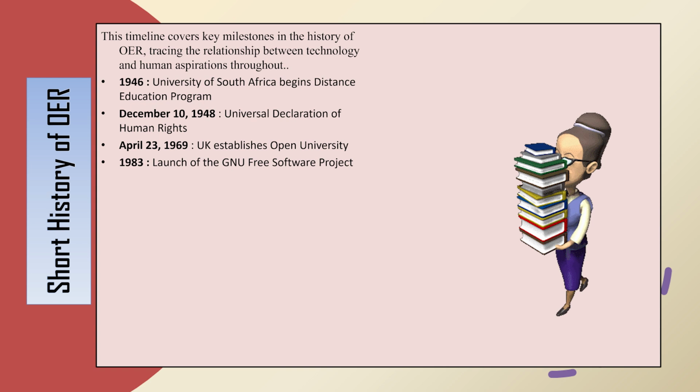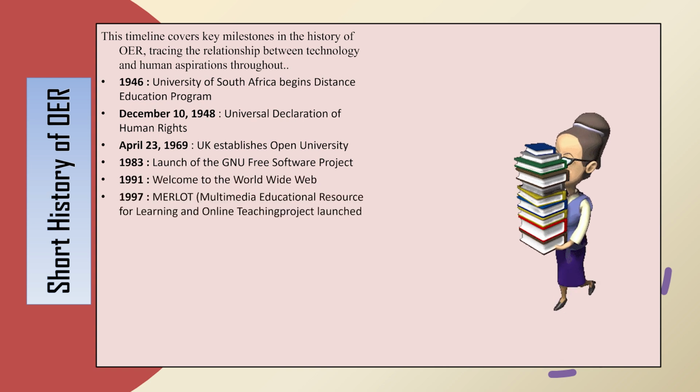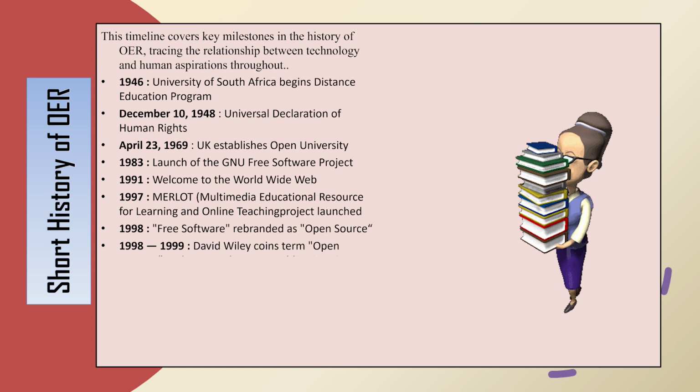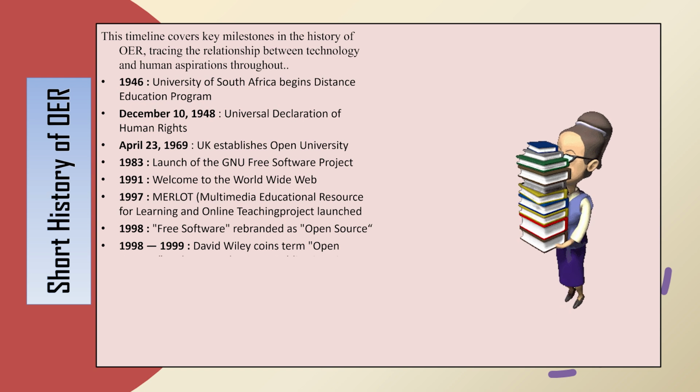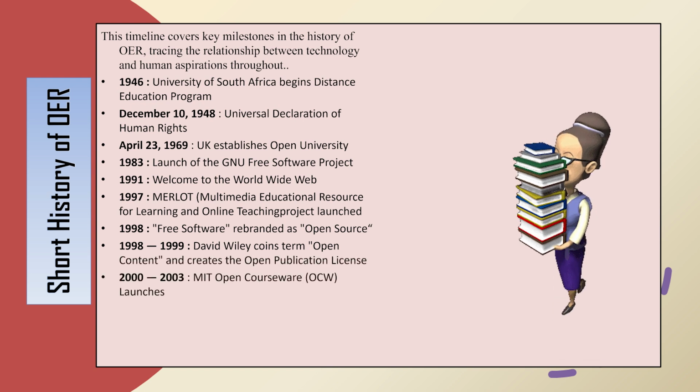1983, the launch of the GNU Free Software Project. Then 1991, welcome to the World Wide Web. And then 1997, MERLOT, Multimedia Educational Resources. And then 1998 to 99, David Wiley coins open content and creates the Open Publication License. 2002 to 2003, MIT OpenCourseWare launches.